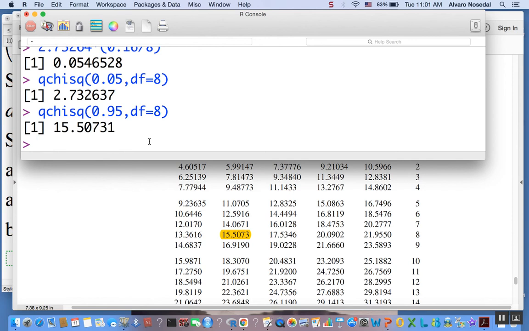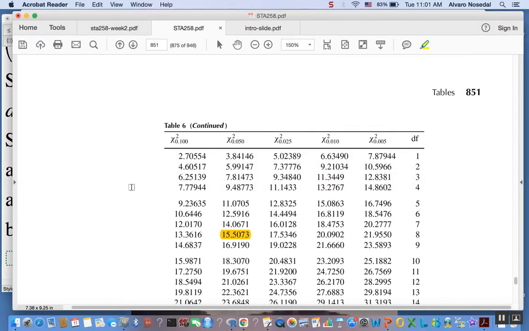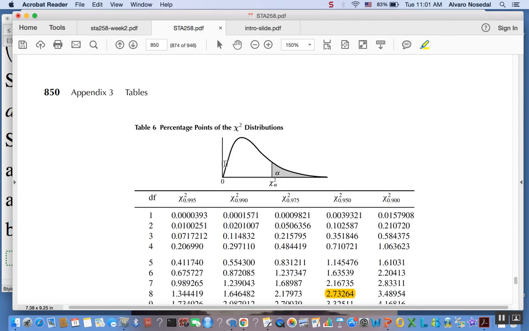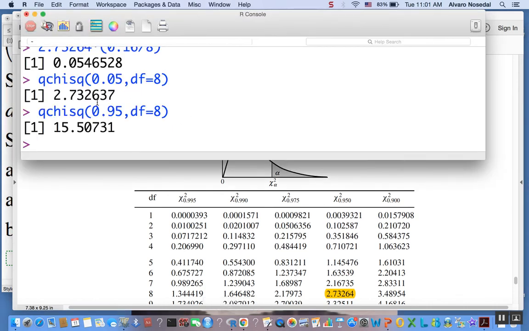So the thing that I would like you to remember is that if you are using that table from our textbook, take a look at that graph and remind yourself, oh, this table is giving me areas to the right. But if you're using R, remember that this function, qchisq, as in quantiles of a chi-square, is going to need you to give areas to the left. Okay? Makes sense? And then it's going to give you the quantile, the number, such that the area to its left is this. Make sense? Okay.